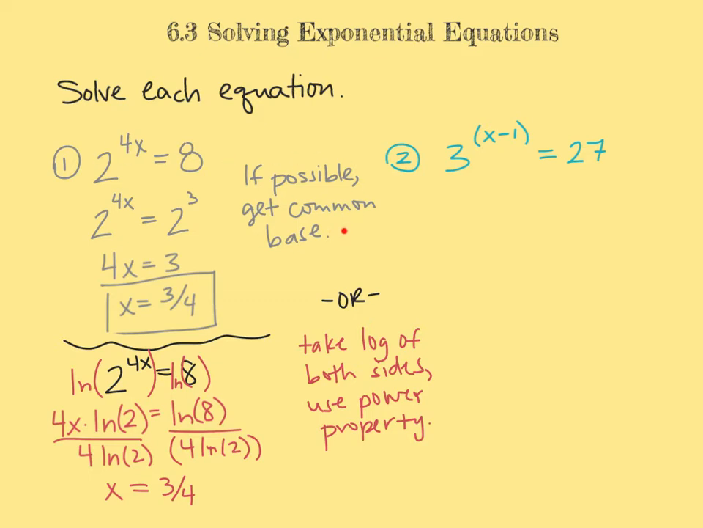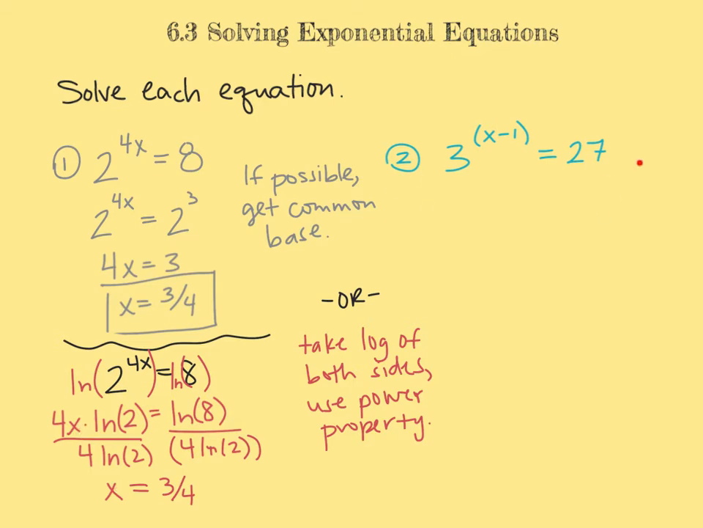If it's possible, it's much simpler to just get a common base and set the exponents equal to one another. But if that's not possible, this way always works: taking the log of both sides, bringing the exponent out front by the power property of logarithms, and then dividing until you get x by itself.